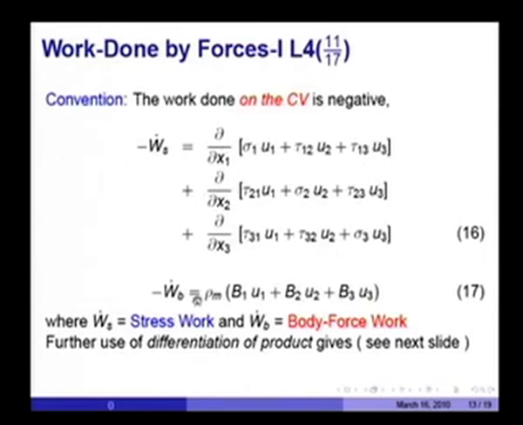The body force work is rho m into B1, the force, multiplied by the velocity u1, which is the work done in direction 1, 2 and 3 likewise. So, W dot S is the stress work, W dot V is the body force work, and now we shall write these things as differentiation of a product. So, d by dx1 of sigma 1 u1 will be written as sigma 1 du1 by dx1 plus u1 into d sigma 1 by dx1, and so on and so forth. And on the next slide, you will see the result.